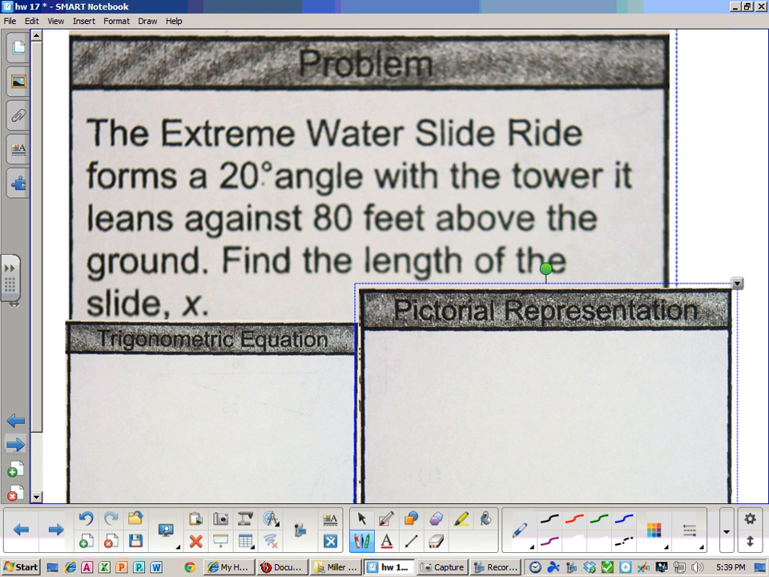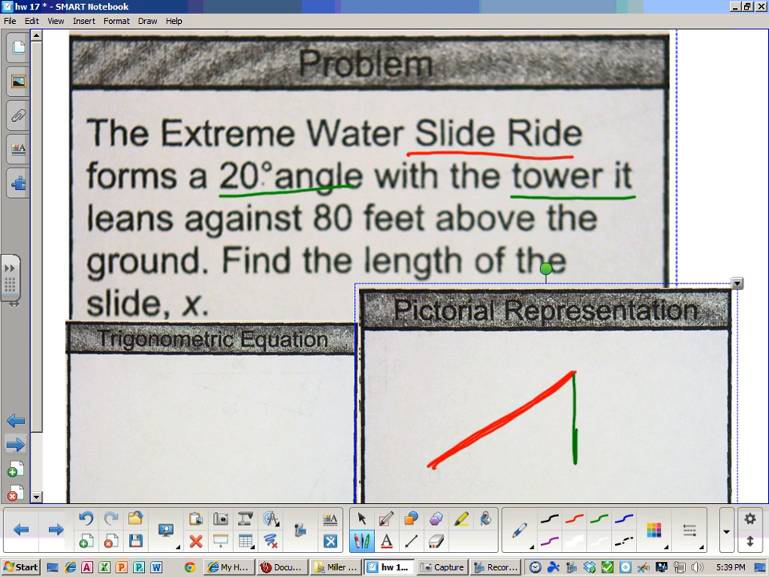Let's see here. We got an extreme water slide. So I'm just going to say this red thing is my slide. This is my picture. I got a slide, which is leaning on a tower. The water slide is red. Okay. And it forms the 20-degree angle with the tower, right?